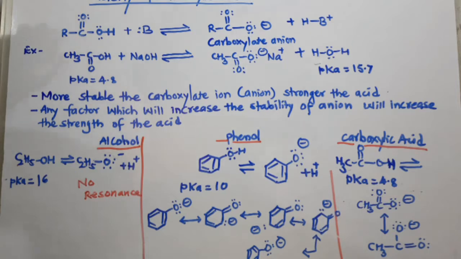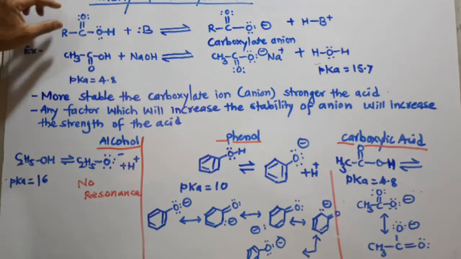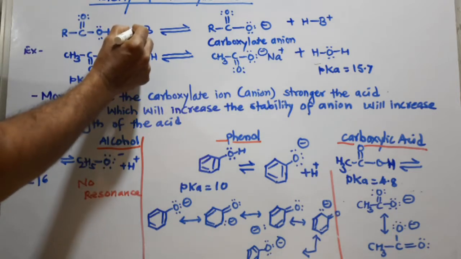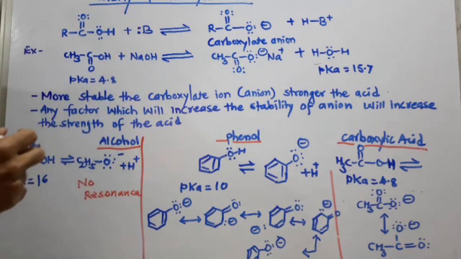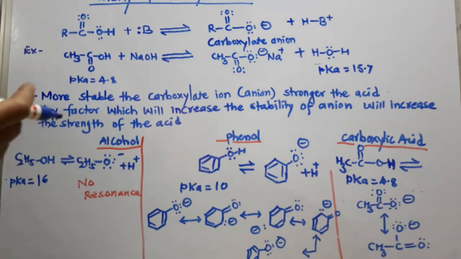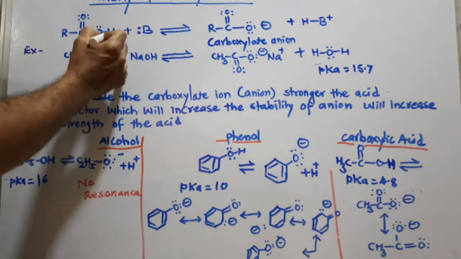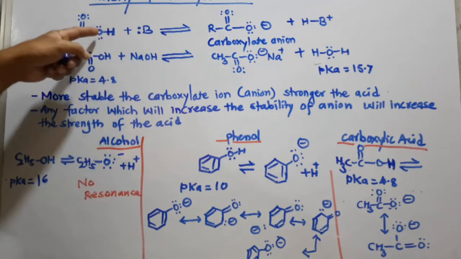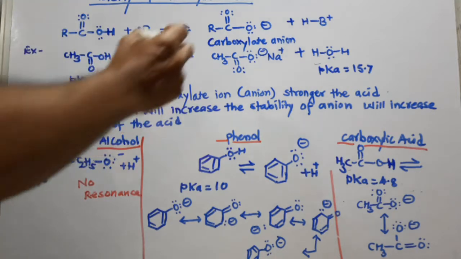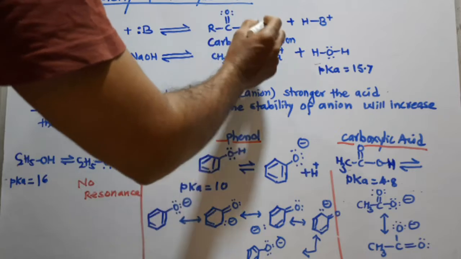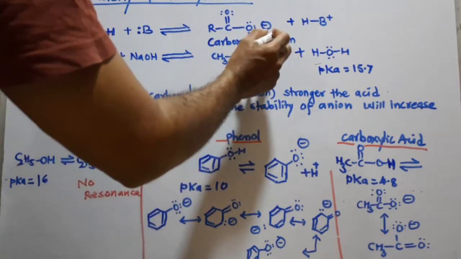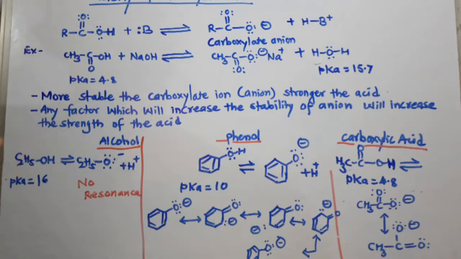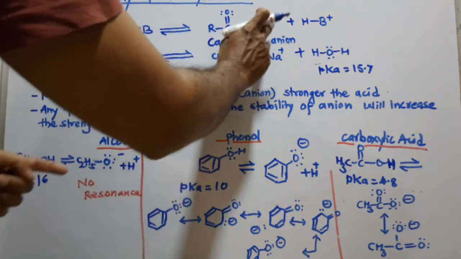Now see what happens when carboxylic acid is treated with base. You see here, the base has at least a lone pair of electrons. I'm talking about Lewis acid-base. This will abstract a proton from the acid. That means this proton which is attached to the oxygen is abstracted, means removed, and we get an anion here. We call it a carboxylate ion. So this carboxylate anion which is produced is very important.